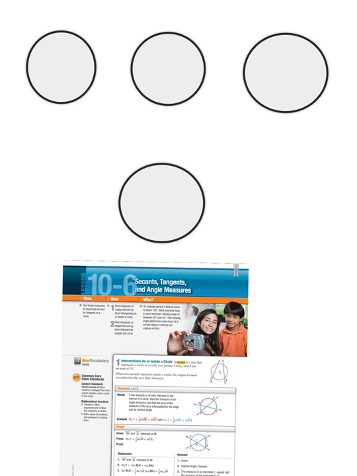In Lesson 10.6, we want to concern ourselves with finding angle measures inside, on, and outside of a circle. So let's reflect and review those concepts that we've talked about so far dealing with angle measures and circles. The first angle that we talked about, special angle, was the central angle.